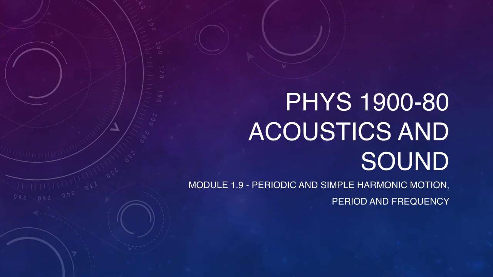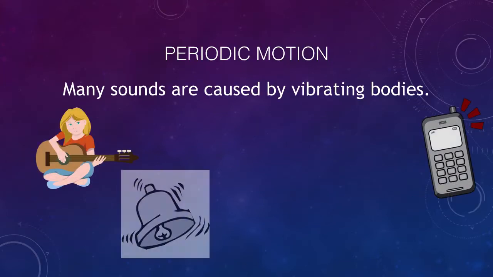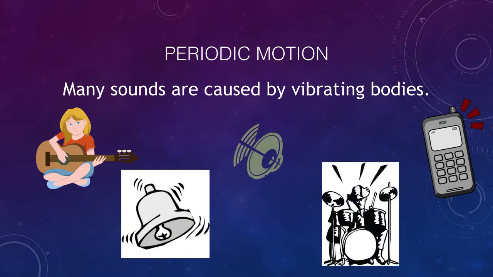Module 1.9, Periodic and Simple Harmonic Motion, Period, and Frequency. Many sounds are caused by vibrating bodies. As it turns out, we are able to describe the motion of many of these vibrating systems with mathematical equations. But first, we need to learn some terms.